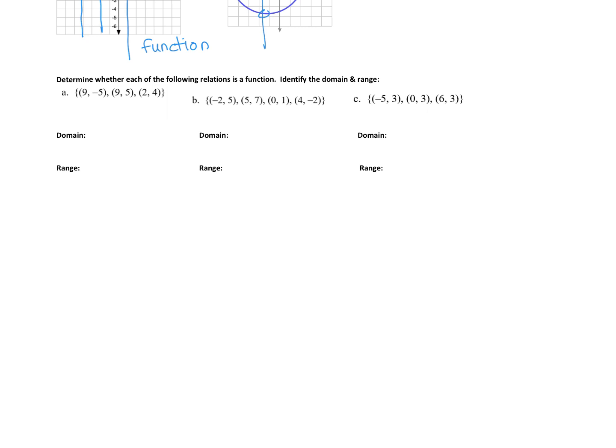So the domain, each one of these is an x, y ordered pair. The domain is going to be our x values. So in this case, 9 and 2. Not necessary for me to list the 9 twice. And for the range, we're going to get -5, 5, and 4.